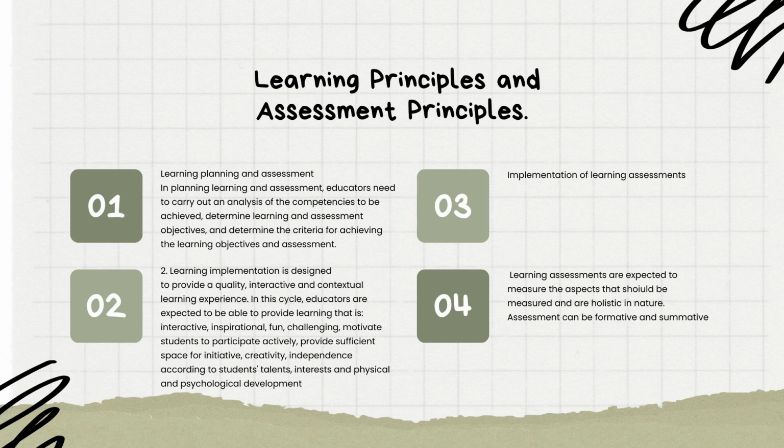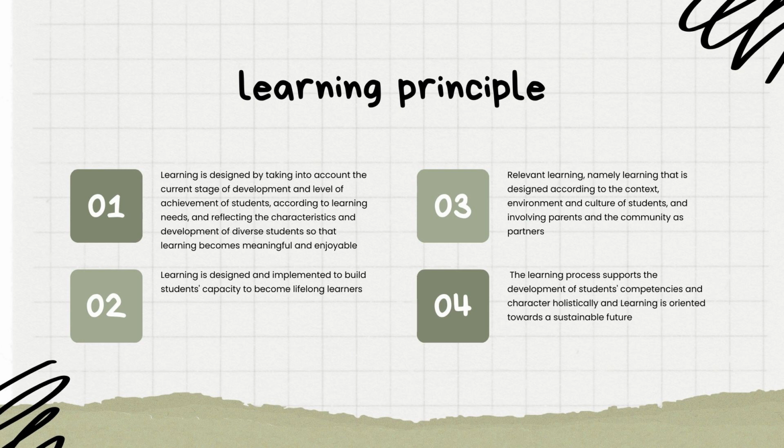In this cycle, educators are expected to be able to provide learning that is interactive, inspiring, fun, and challenging, to motivate students to participate actively, and provide sufficient space for initiative, creativity, and independence, according to the students' talents, interests, and physical and psychological development. And number 3 is implementation of learning assessment. The last is about learning assessment, which is expected to measure the aspects that should be measured and be holistic in nature. Assessment can be formative and summative.